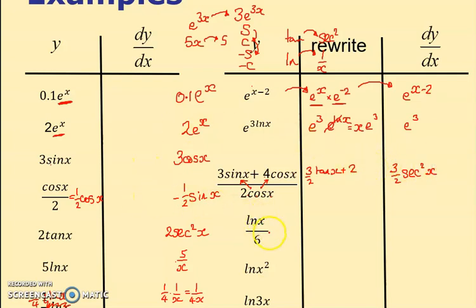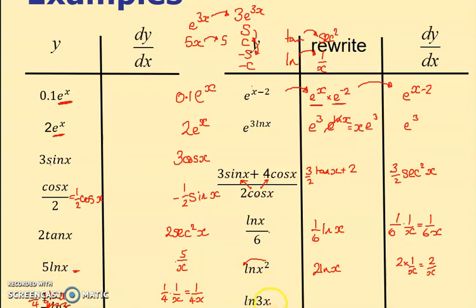Log x over 6, again, probably best to think of that as a sixth of log x, and therefore it's 1 over 6 times 1 over x, which is 1 over 6x. Log of x squared. Again, you should recall that you can bring the 2 to the front. It's like 2 log x. That's the power law. So when I do that, that's the same as 2 times 1 over x, or simply 2 over x. It's very similar to this one over here.